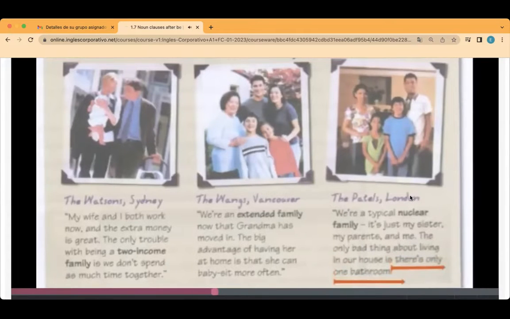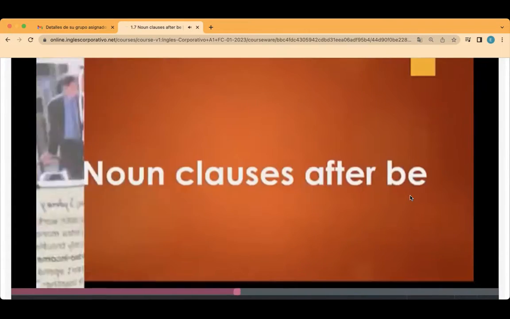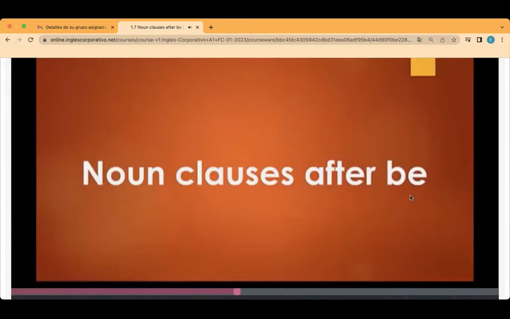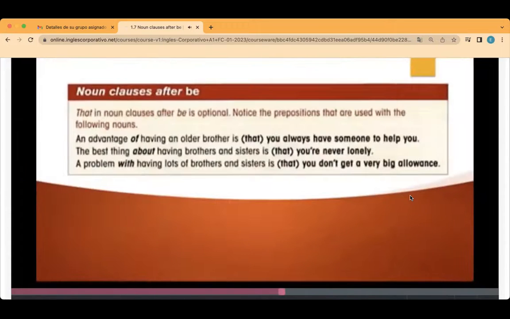There is only one bathroom. Noun clauses after be. Remember, a noun clause is a group of words that function together as a noun. It can be the subject of a sentence or the object of a verb. We want you to pay attention to the word that signals the beginning of a noun clause. That in noun clauses after be is optional. Also notice the prepositions that are used with the following nouns.